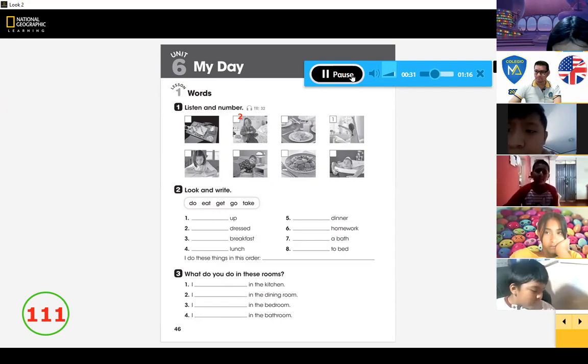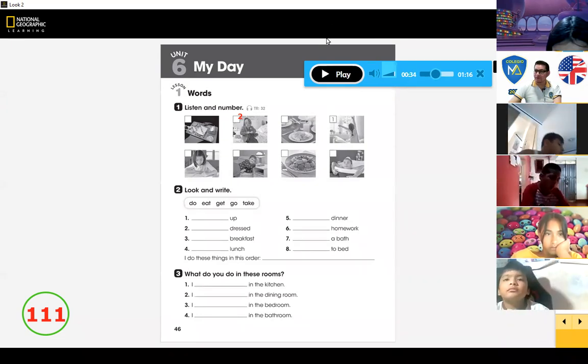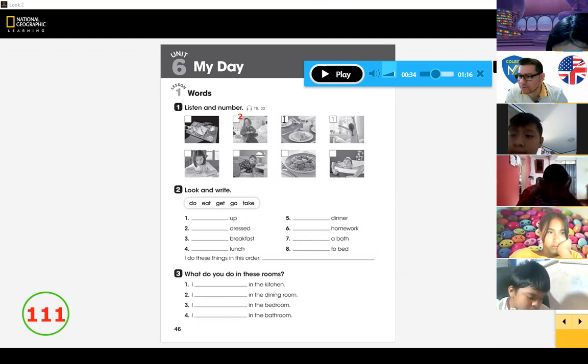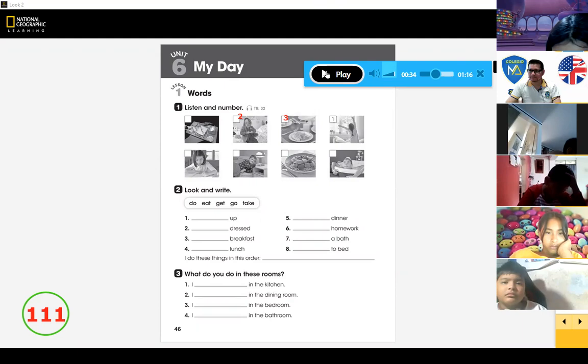3. I eat breakfast in the kitchen with my sister. Okay, number 3, I eat breakfast. Let's look, where is the breakfast? Oh yeah, I think this is the breakfast, right? Let's continue.